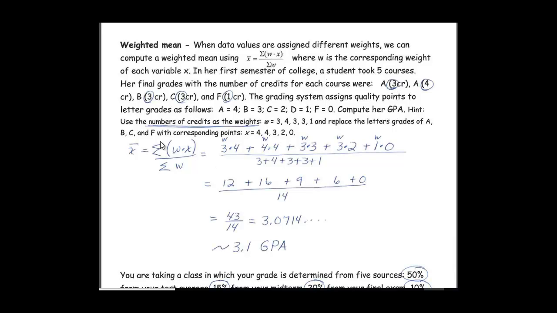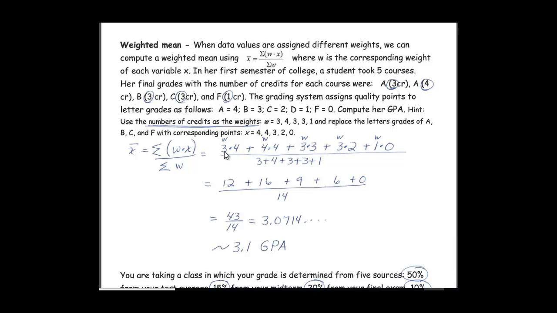So we're going to be using this formula here for a weighted mean, where we're looking at the sum of these products, the weights, divided by the sum of the weights. So the weights are the number of credits. So for our denominator, we're going to add up the number of credits that she's taking. She's taking a total of 14 credits. So that's our denominator part of it, the total number of credits she's taking.